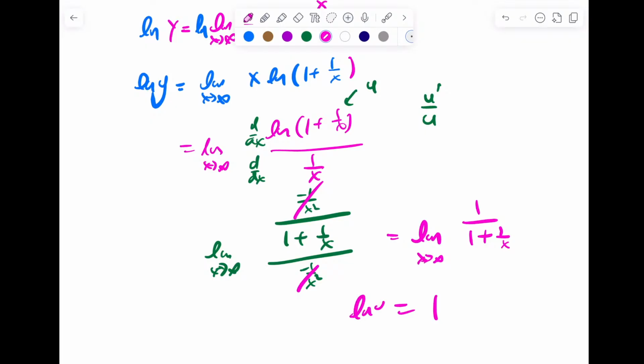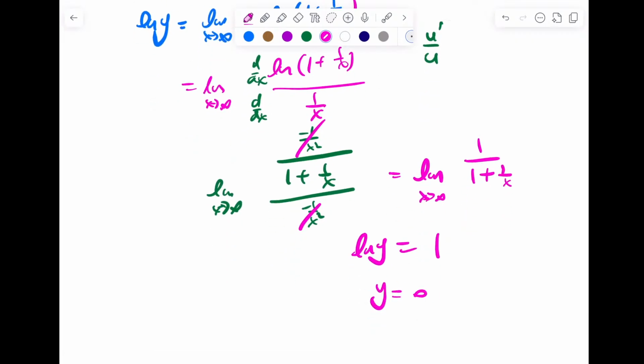Right, so there's ln y on the other side. And then you can say y equals e to the 1. So that is, y is e. It's not because Peter Griffin says so.